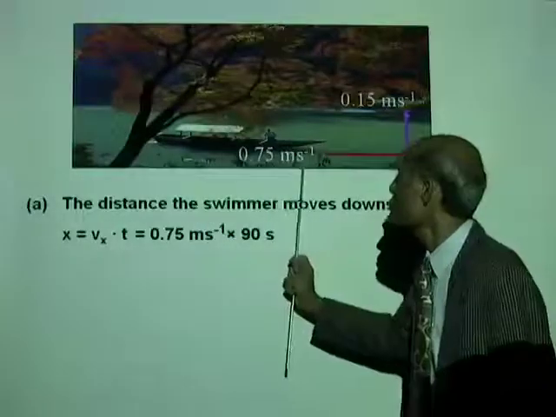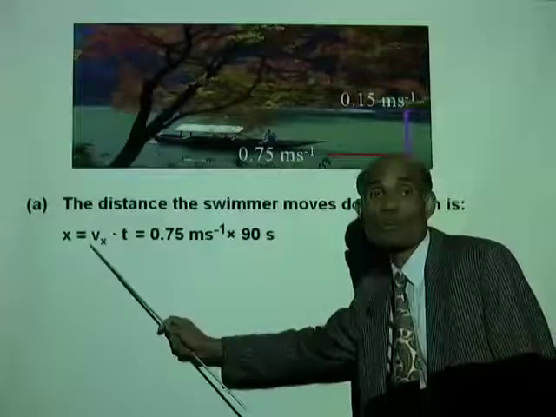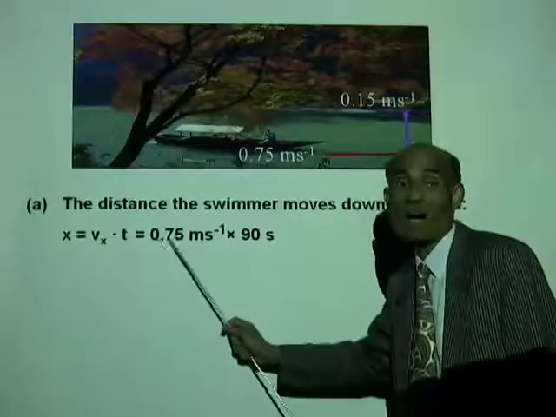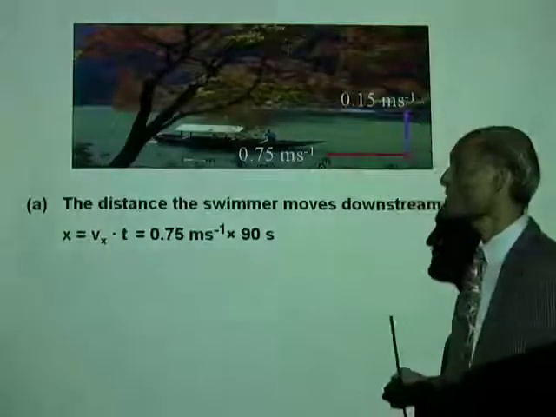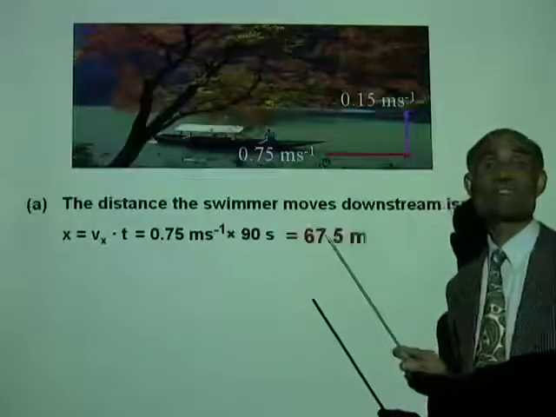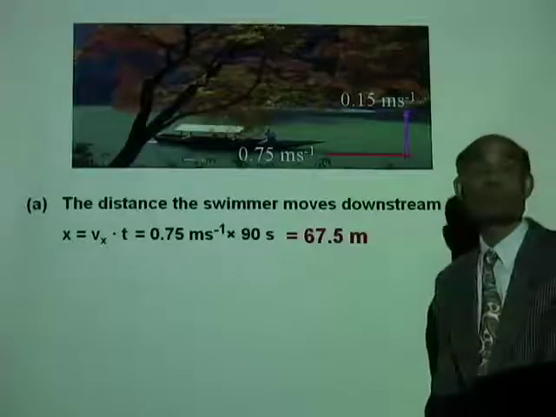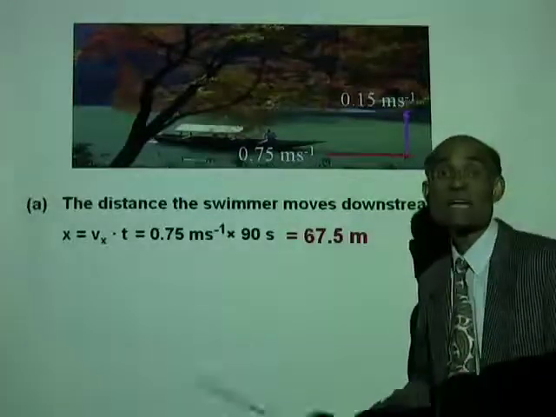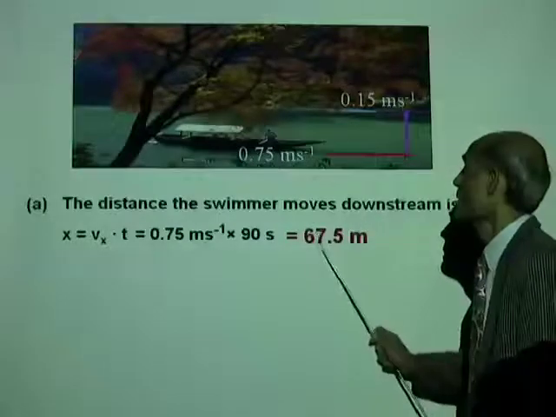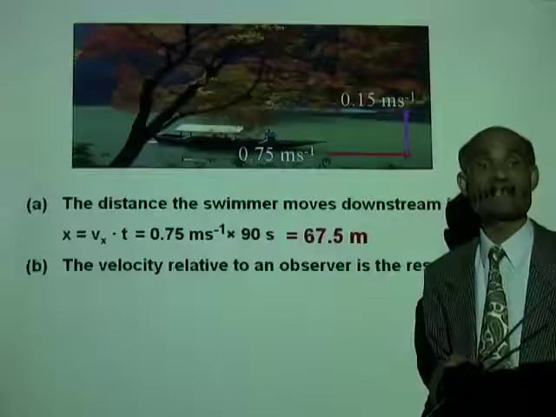Now, the distance the swimmer moves downstream is the downstream velocity, which is Vx, multiplied by that time. That is 0.75 meter per second multiplied by 90 seconds. That is 67.5 meters. In a minute and a half, the swimmer is carried downstream by a distance of 67.5 meters.